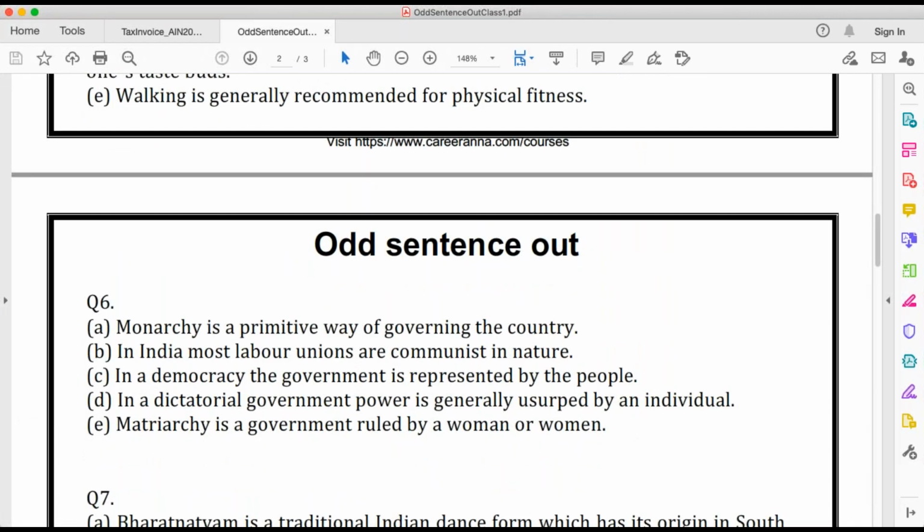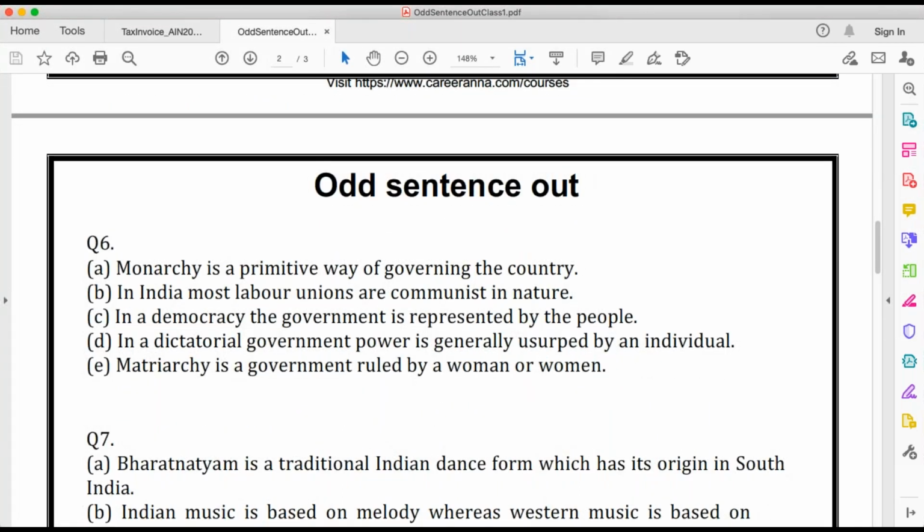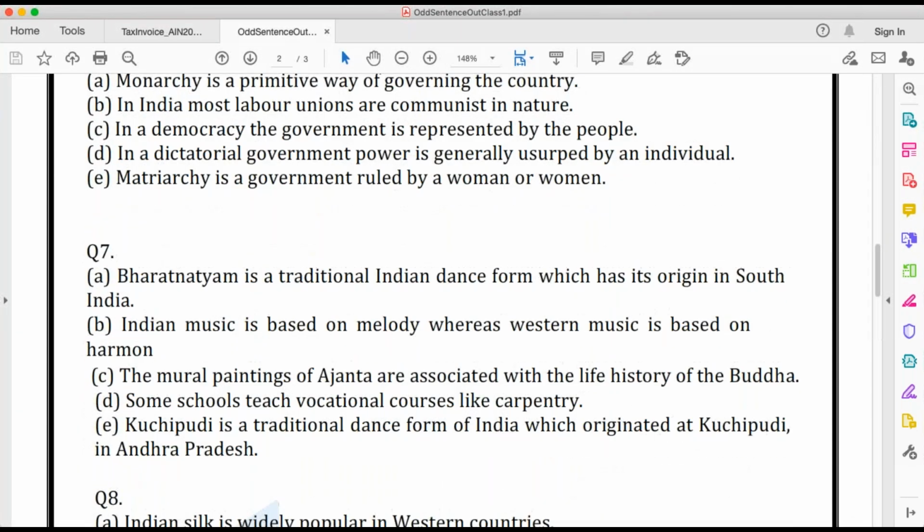Question number 6. Very easy. All of you have got it correct. One sentence is talking about the union, other is talking about the different forms of government. Correct answer is option number B, as rightly said by all of you. Every sentence is talking about the form of government, and one sentence is talking about the unions. So I'll not spend more time on this, as all of you have got it correct. Question number 7.